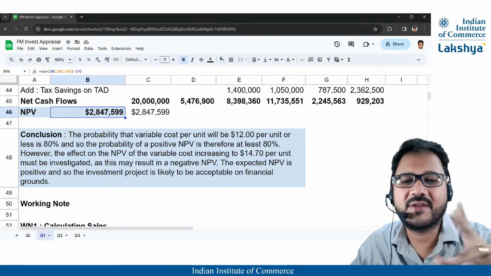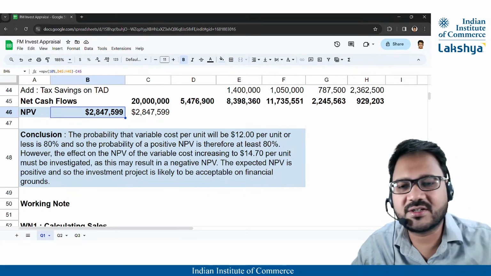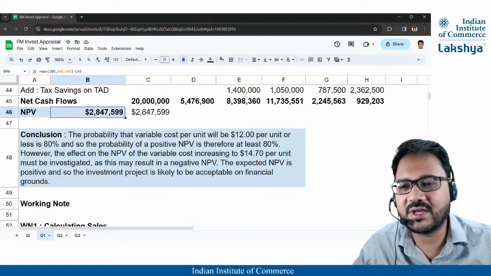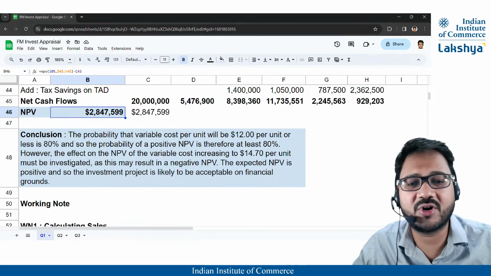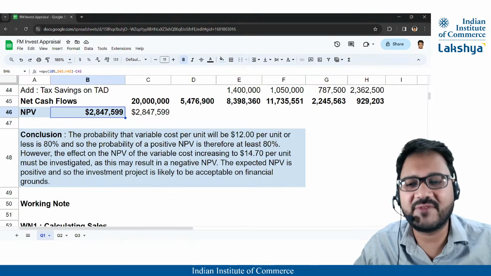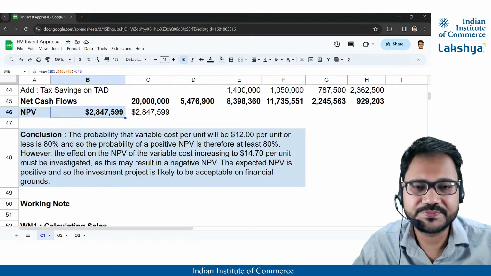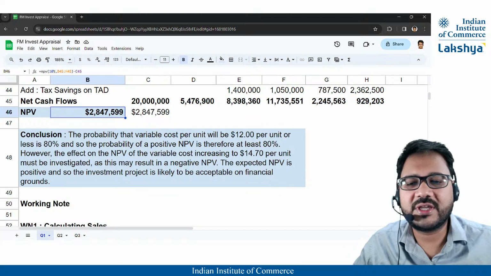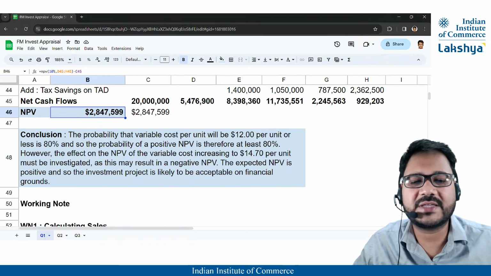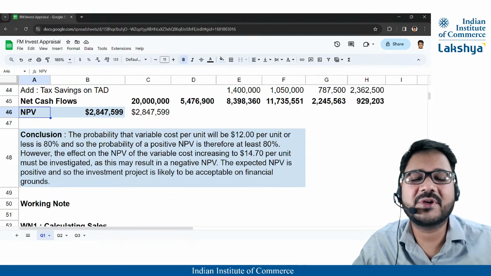However, if the variable cost increases to 14.7, then we need to calculate it and we are writing that. The effect on NPV of the variable cost increasing to $14.7 per unit must be investigated, as this may result in a negative NPV. We don't know. The expected NPV is positive, and so the investment project is likely to be accepted on financial grounds. We are calling it expected NPV because it's based on expected variable cost.